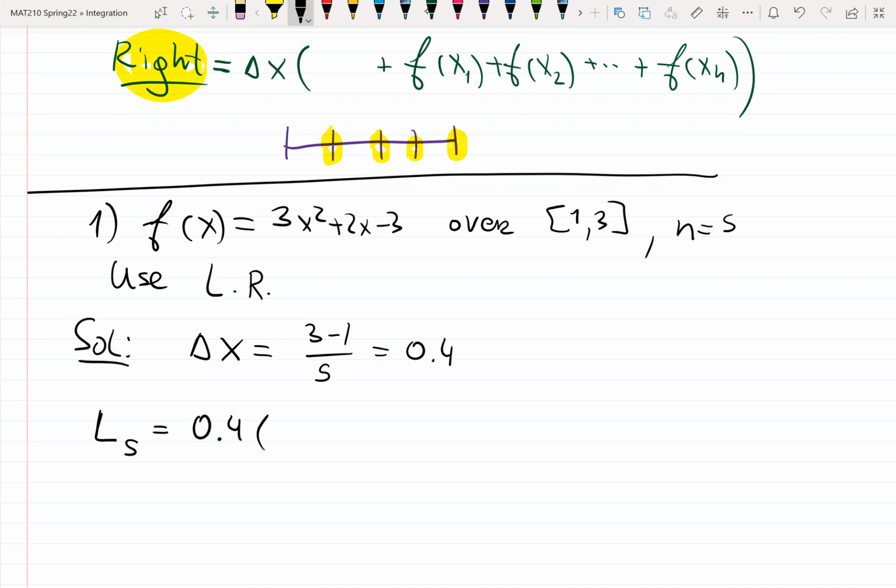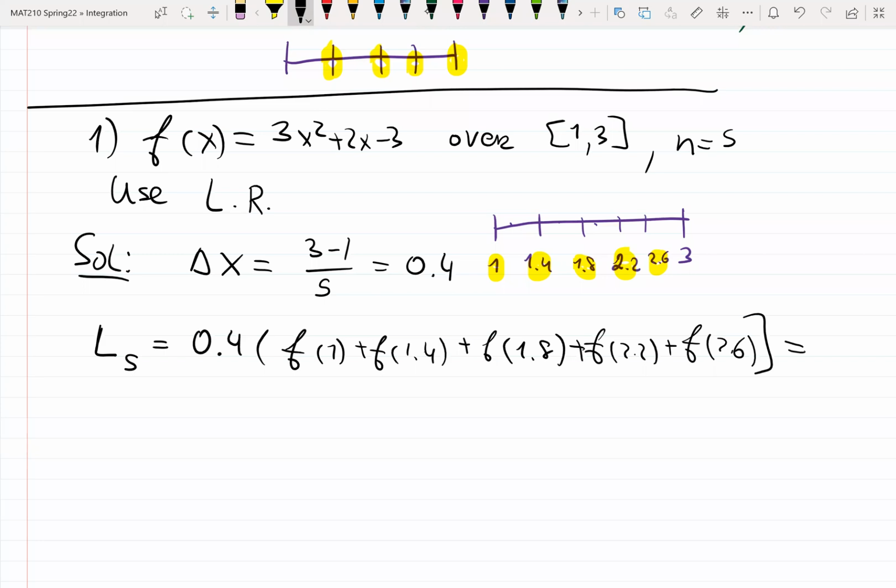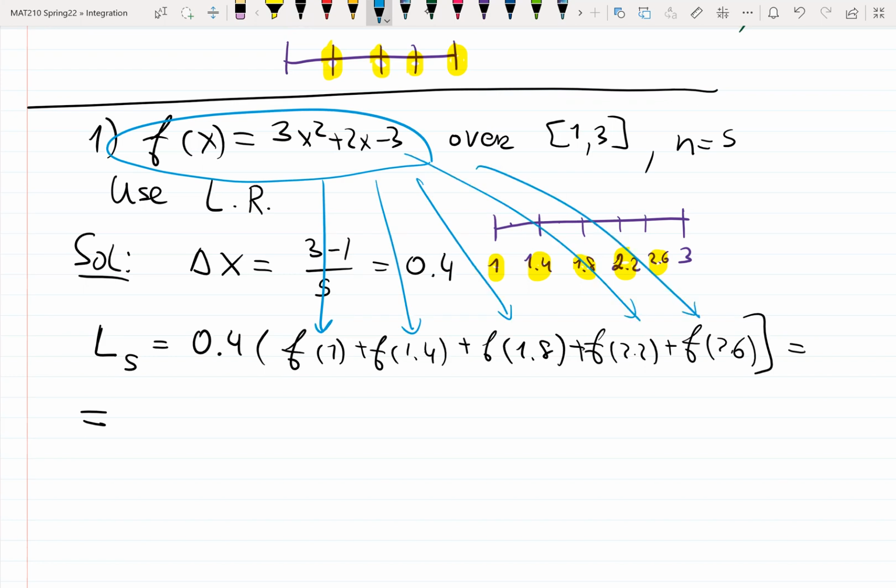Delta x is 0.4, times f at, and I usually make a sketch. We're starting at 1 and ending at 3. We have 5 intervals. The points are 1, 1.4, 1.8, 2.2, 2.6, and 3. So you plug in f at 1, f at 1.4. We're using only the left ones, right? And we kick out the 3. We don't need that. F at 1.8, f at 2.2, f at 2.6. And how do you find them? You plug them into the original function f. Calculate the numbers carefully, and it gives you 256. How about the integral notation?